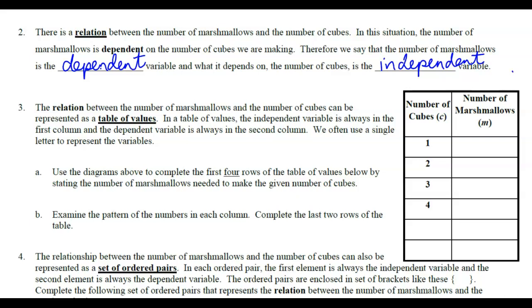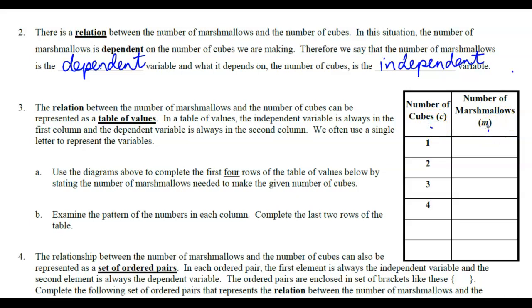So the relation between the number of marshmallows and the number of cubes can be represented as a table of values. In a table of values, the independent variable is always in the first column, and the dependent variable is always in the second. Sometimes we might have a chart that's horizontal just to save space. And so typically the independent is in the first row and dependent is in the second, because you need to know the first value to figure out the second one. And so here we've got the number of cubes, independent, in the first column, number of marshmallows M.